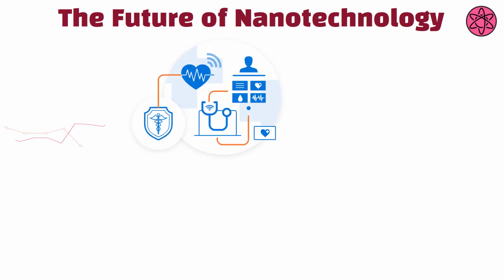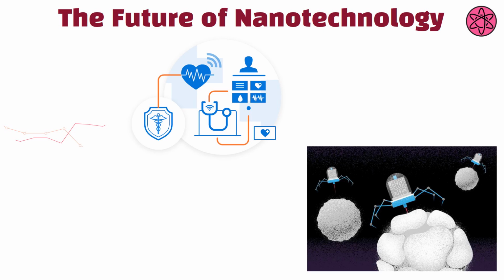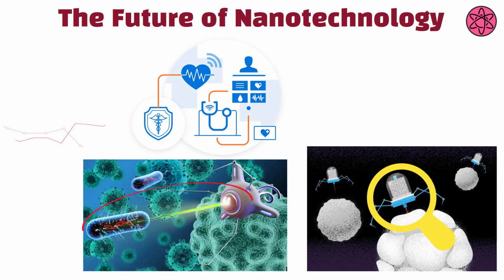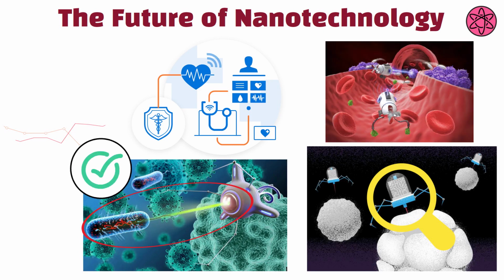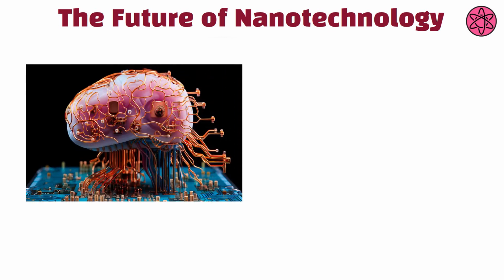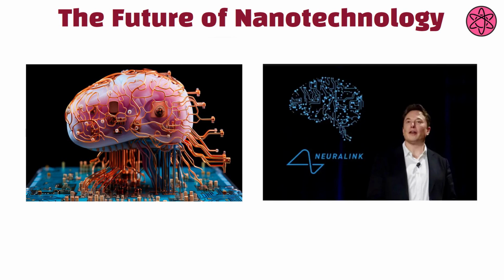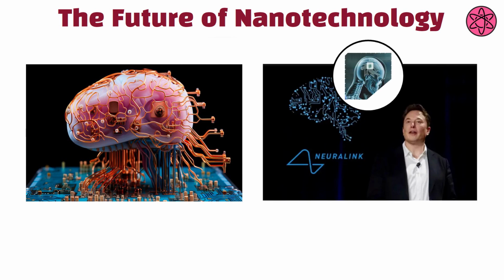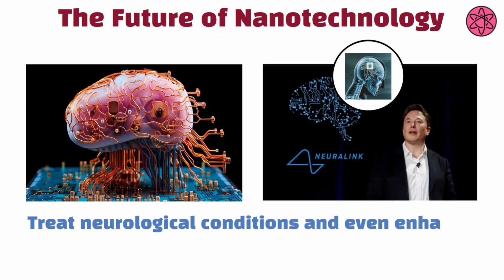In healthcare, the concept of nanorobotics is particularly promising. Researchers are working on nanorobots that could target and destroy cancer cells with unprecedented precision, potentially transforming cancer treatment. Nanotechnology could also enable more sophisticated brain-computer interfaces. Companies like Elon Musk's Neuralink are developing brain implants using nanotechnology, which could help treat neurological conditions and even enhance human cognitive abilities.